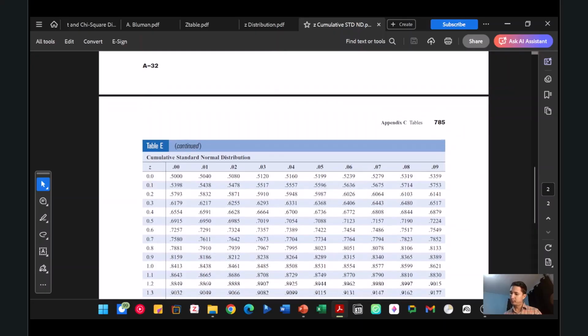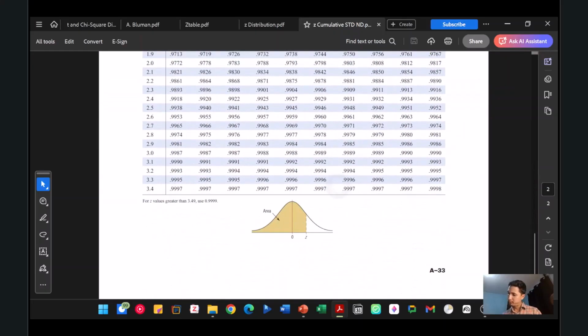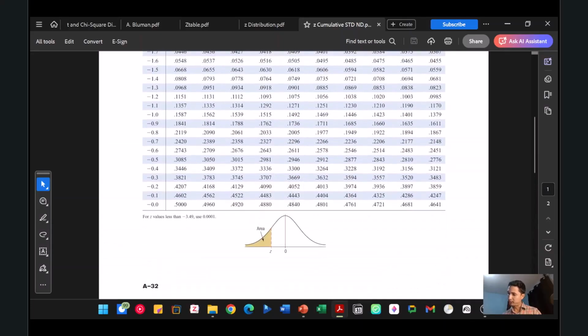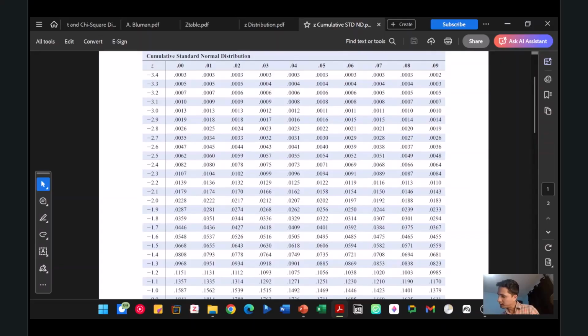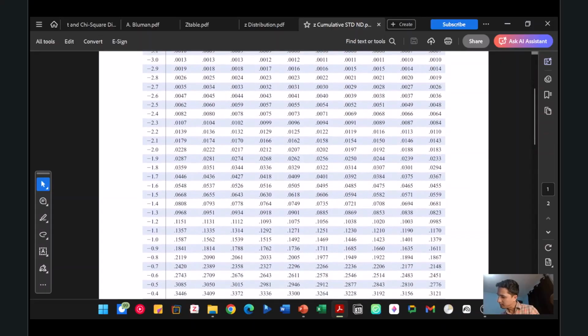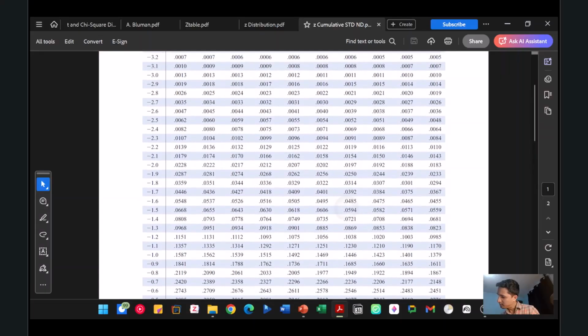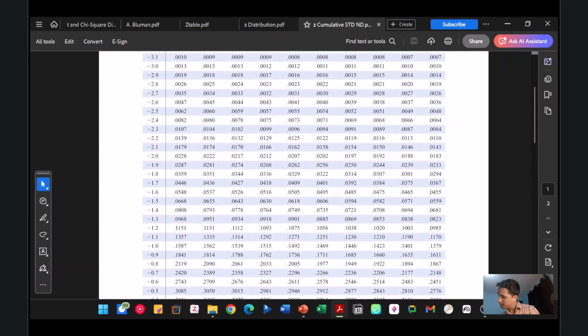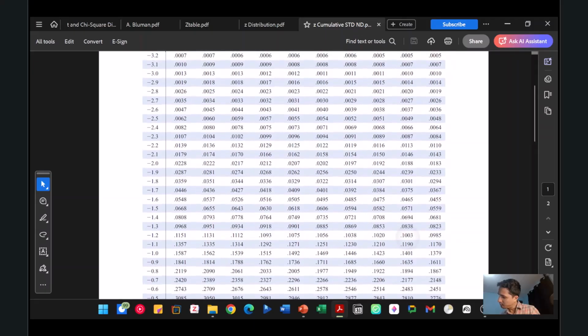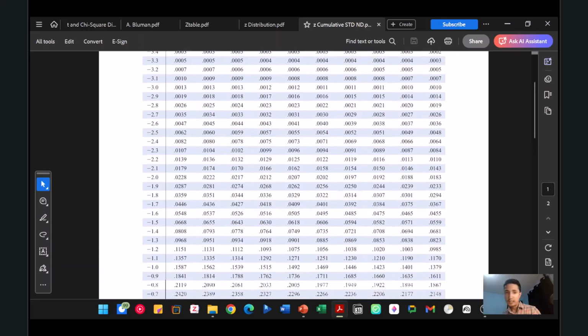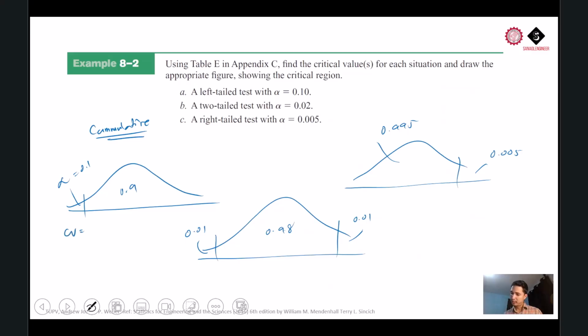So first, let me look for 0.1 because 0.1 is the area. So this is 0.1. What is the value closest to 0.1? It is 0.1003. So that is negative 1.28. Okay? Negative 1.28. So the critical value is negative 1.28 using the cumulative table.